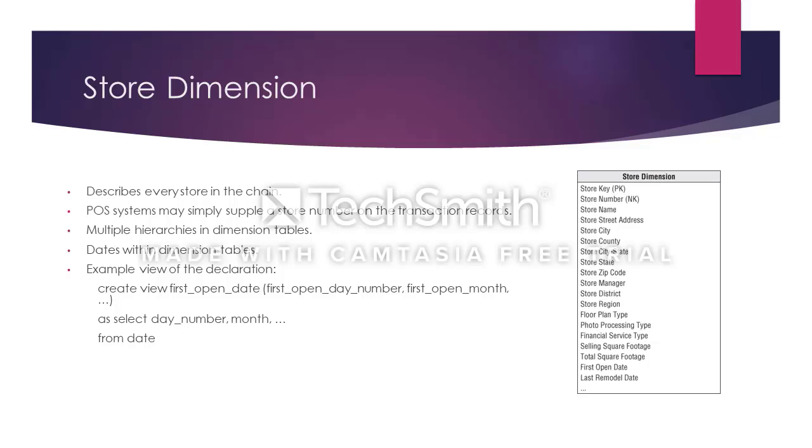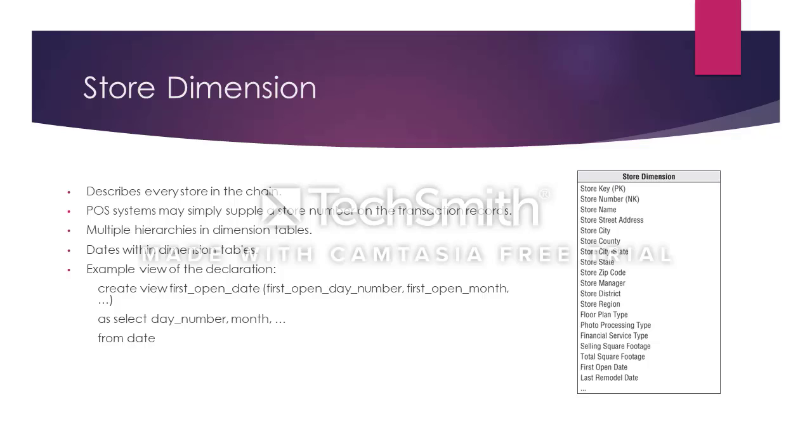To the right is a retail store dimension table. The floor plan type, photo processing type, and finance service type are all short text descriptors that describe the particular store. The character codes for these should be 10 to 20 character descriptors that make sense when viewed in a pull-down filter list. The first open date and last remodel date in the store dimension could be date type columns.